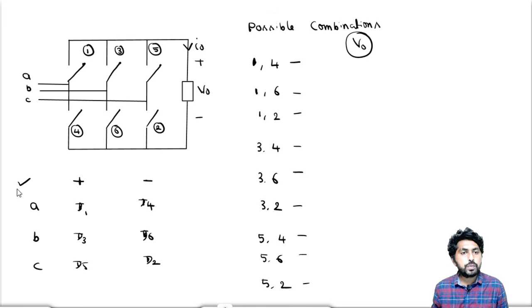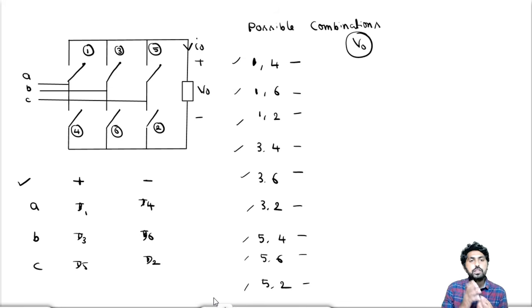So what are the possible combinations? One switch from the positive group and one from the negative group can be on: 1 and 4, 1 and 6, 1 and 2, 3 and 4, 3 and 6, 3 and 2, 5 and 4, 5 and 6, and 5 and 2. For these possible combinations, we need to find the output voltage. How can we find the output voltage and current direction?